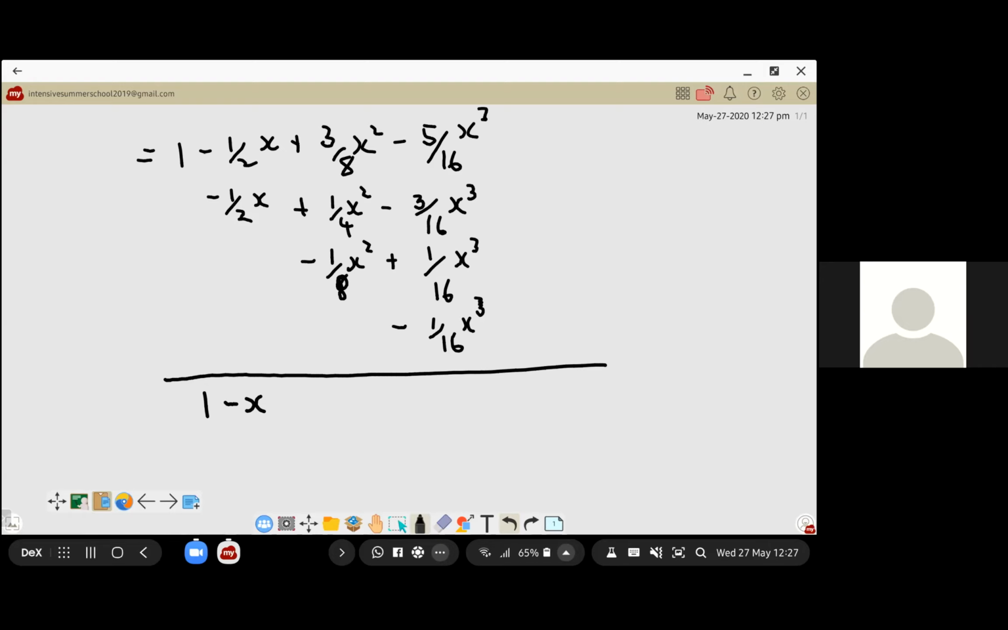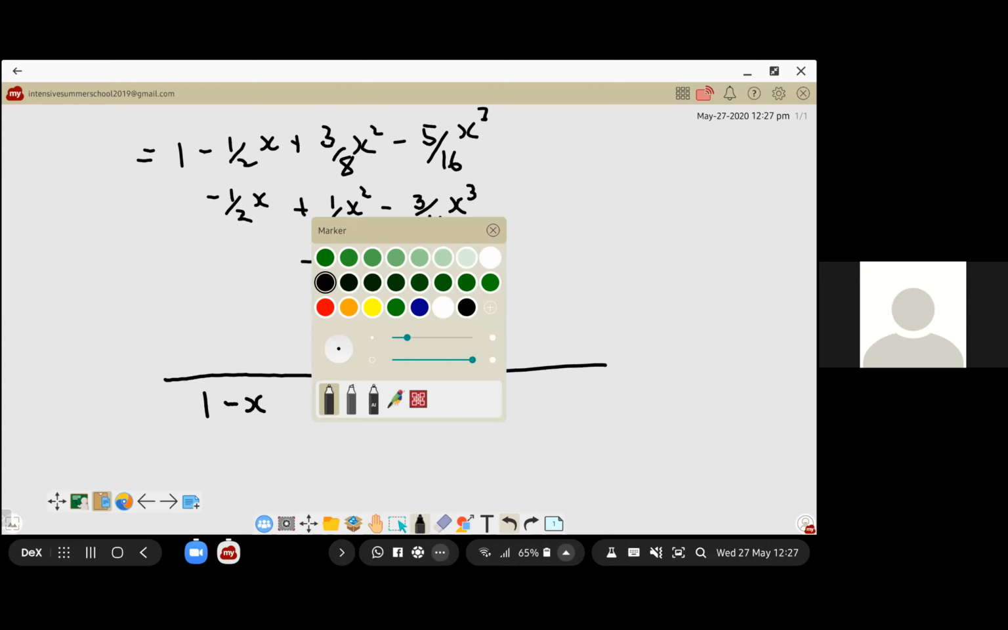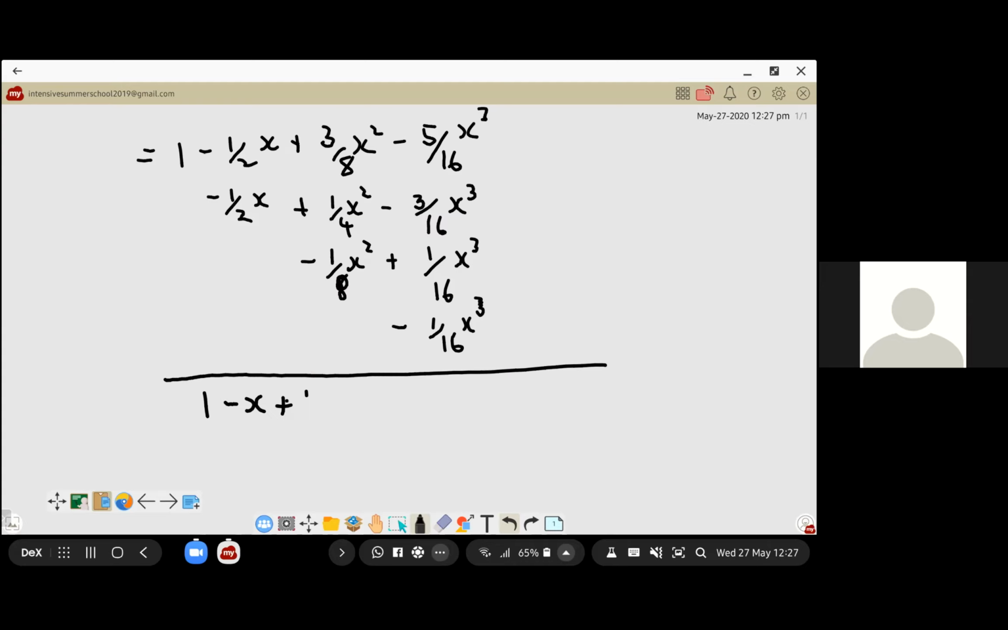Then 3 over 8 plus 1 over 4 minus 1 over 8. Half. Hey, my calculator people. So we get what? x squared. Good. So negative 5 over 6, because it's plus, so we'll do plus negative 3 over 16, the same as minus. So negative 5 over 16 minus 3 over 16 plus 1 over 6.